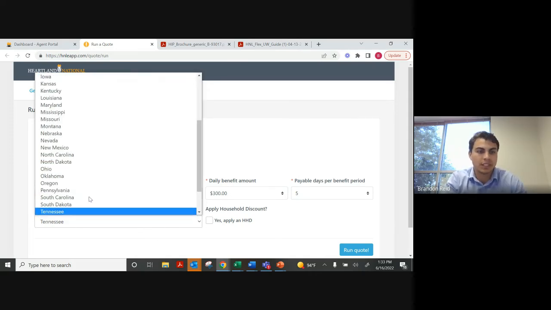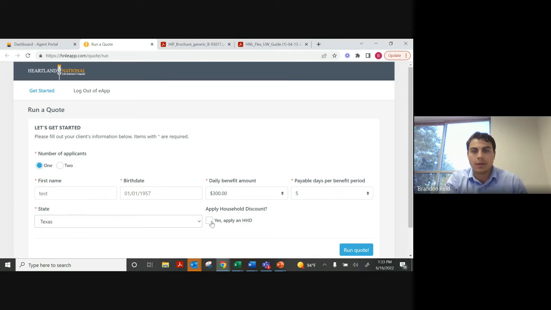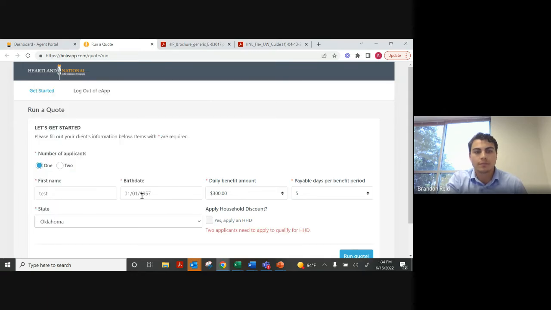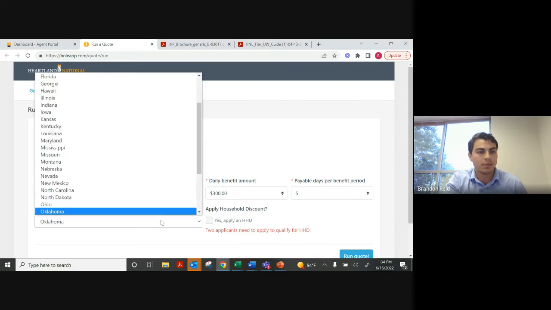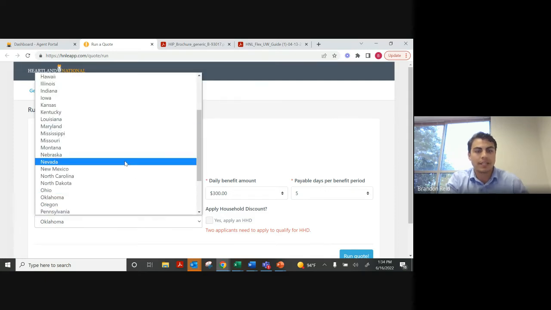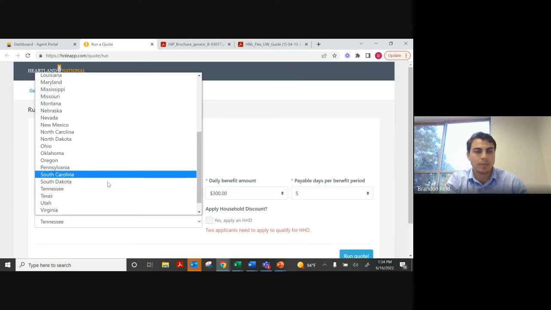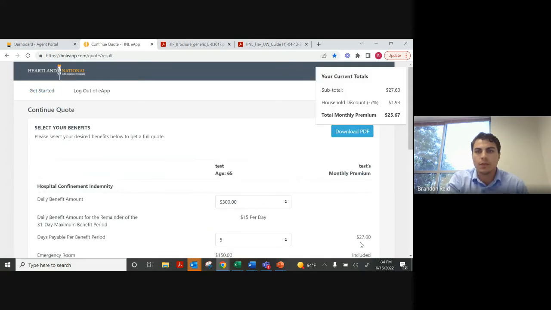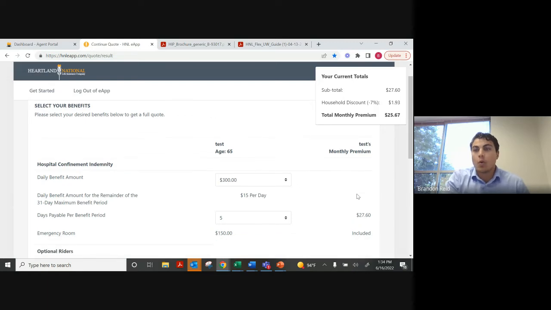I'll go ahead and run this one in Texas here, and we'll apply the discount. If you're in Illinois, Ohio, or Oklahoma, you'll notice here, you have to have 2 people apply to qualify for that discount. So it catches it so that you're not making any mistakes on the application. Unquote. Bringing us to a whopping grand total of $25.67.